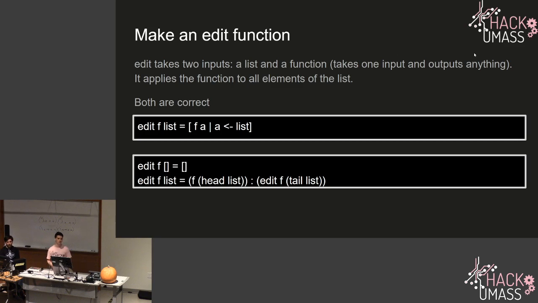Okay. So she's right. You do f of A for every element in list. Or you can define it using pattern matching and recursion, where you say edit of f of the null list is null, right? Because there's nothing to change. Otherwise, you do f of the head of the list concatenated to editing the rest of the list. Who does not understand the pattern matching solution? Perfect.